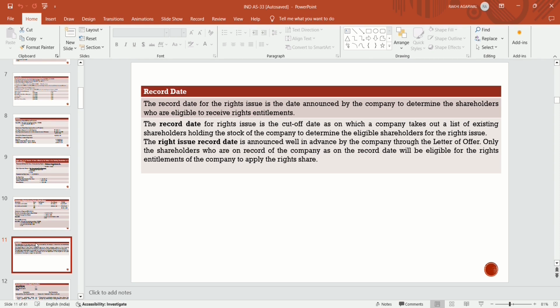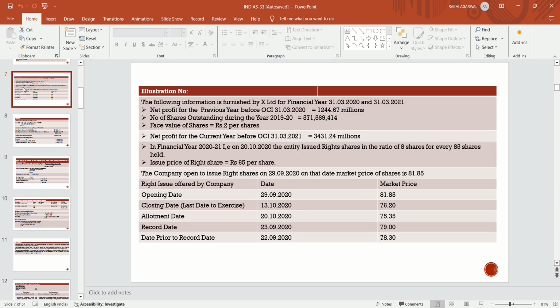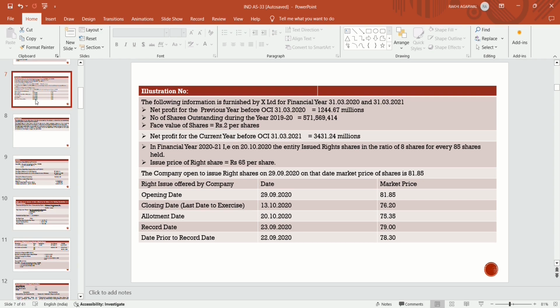The record date for the rights issue is the cutoff date as on which a company takes out a list of the existing shareholders holding the stock of the company to determine the eligible shareholders for the rights issue. The record date is announced well in advance by the company through the letter of offer. Only the shareholders who are on record of the company as on the record date will be eligible for the rights entitlement to apply for the rights shares. Record date is 23rd September 2020, and the market price on that date becomes 79, and the date prior to the record date, that is 22nd September 2020, it becomes 78.30.